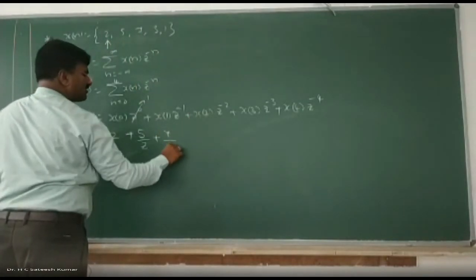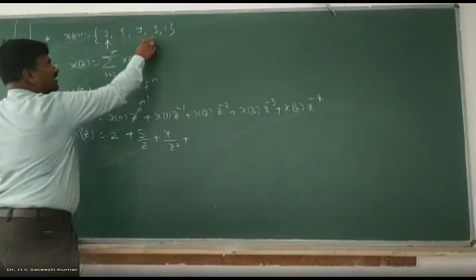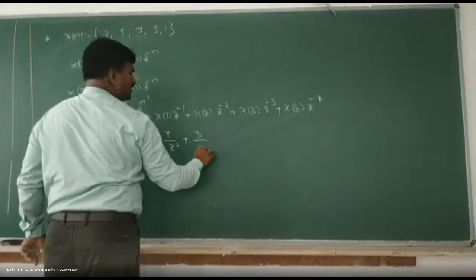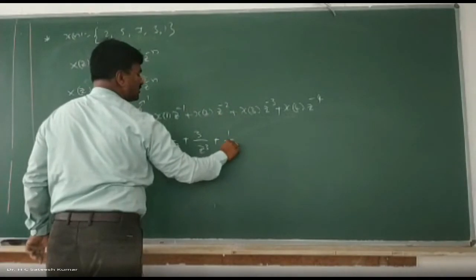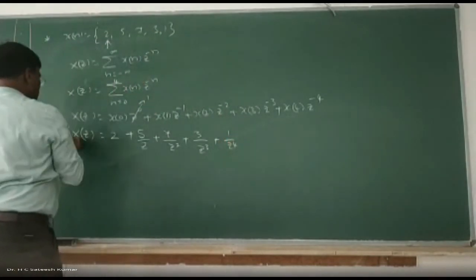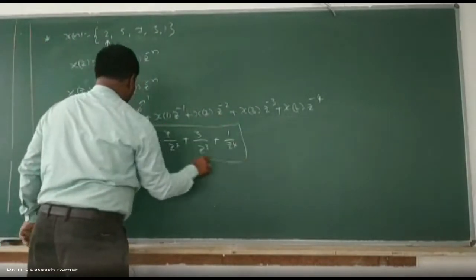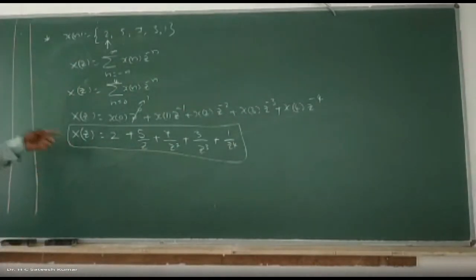7 divided by z square plus 3 divided by z cube plus 1 divided by z to the power of 4 is what? That's it, that is X of z. Now, only this is not sufficient. When you're writing X of z, you should specify the ROC, it is compulsory.